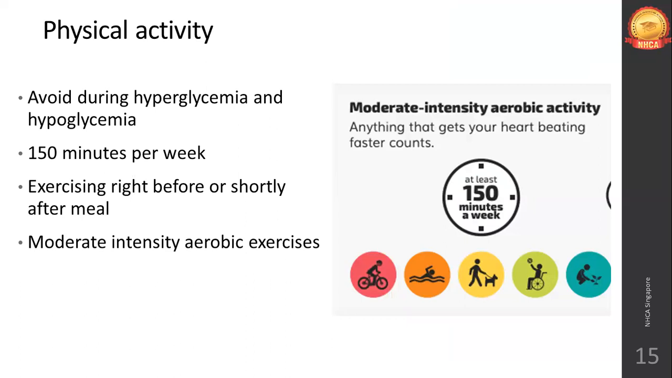Physical activity, that is exercise routine. Avoid exercises when the diabetic person is in a hyperglycemic or hypoglycemic state. 150 minutes on a weekly basis is more than enough. Exercising right before or shortly after a meal is also a good healthy practice. Moderate intensity aerobic exercises are preferred, like cycling, swimming, brisk walking, gardening, anything that can get your heartbeat racing faster.